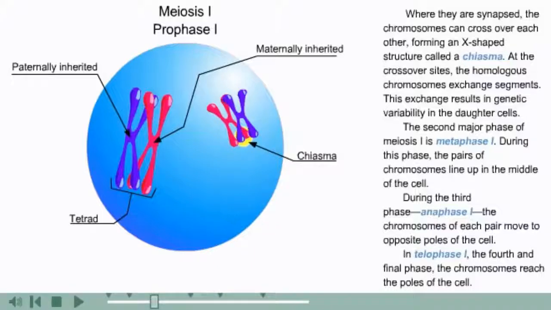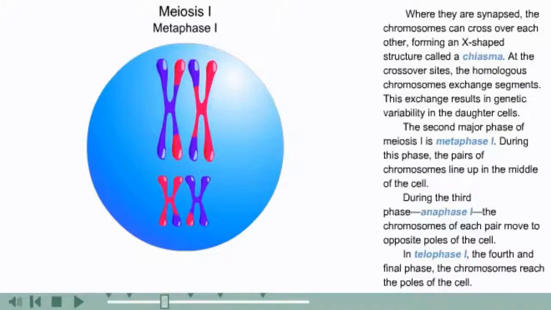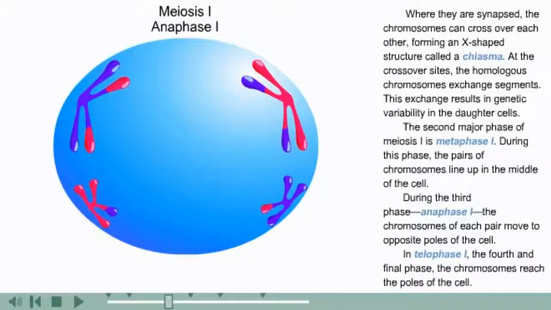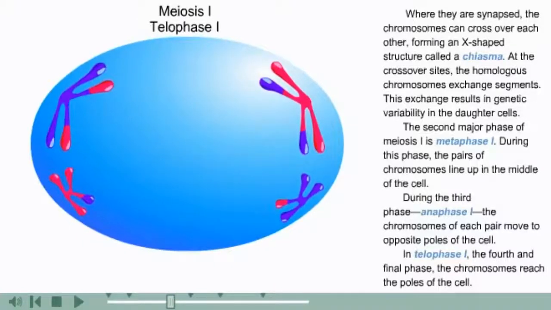At the crossover sites, the homologous chromosomes exchange segments. This exchange results in genetic variability in the daughter cells. The second major phase of meiosis I is metaphase I. During this phase, the pairs of chromosomes line up in the middle of the cell. During the third phase, anaphase I, the chromosomes of each pair move to opposite poles of the cell. In telophase I, the fourth and final phase, the chromosomes reach the poles of the cell.